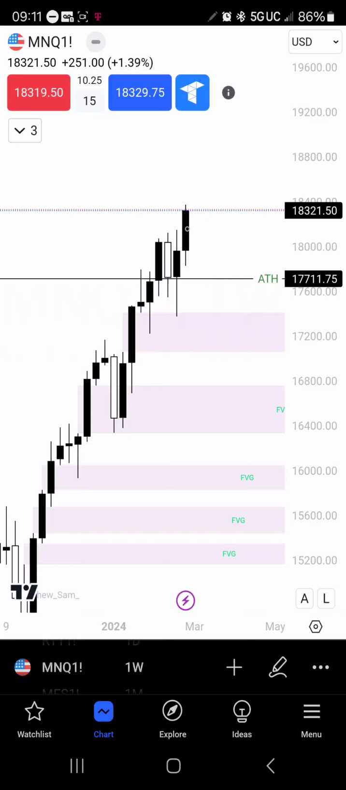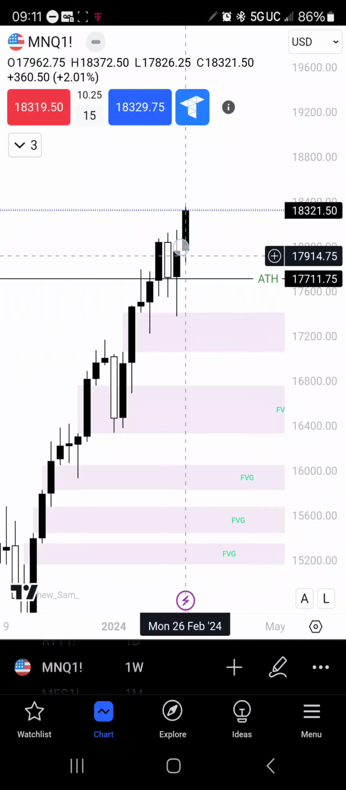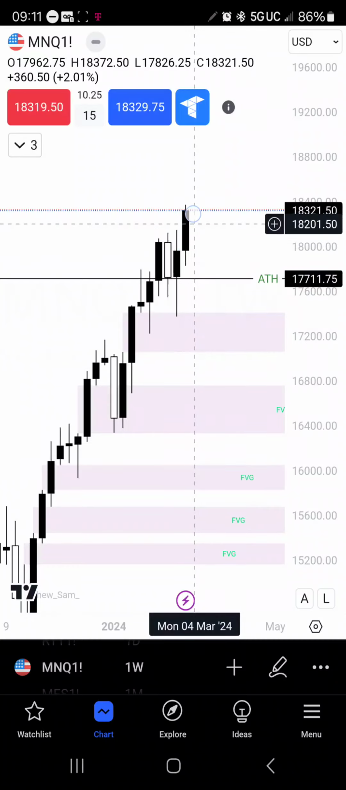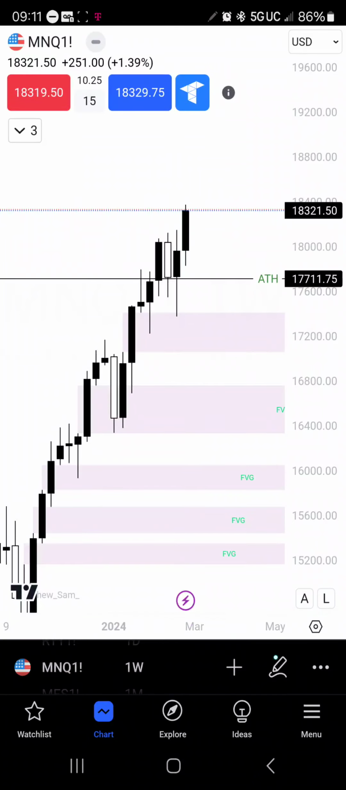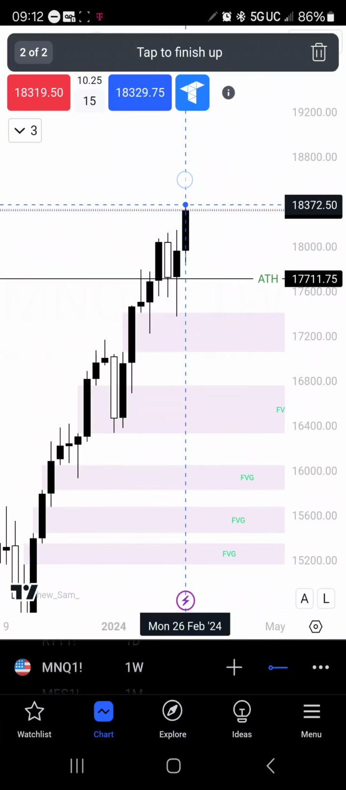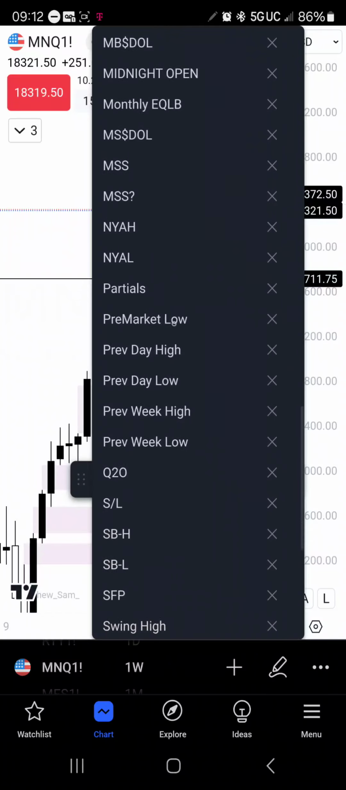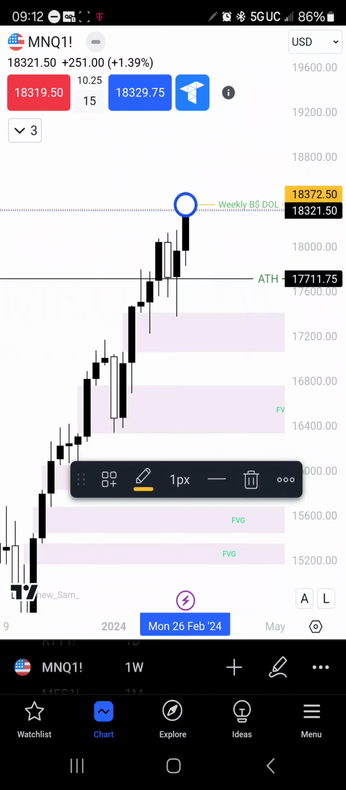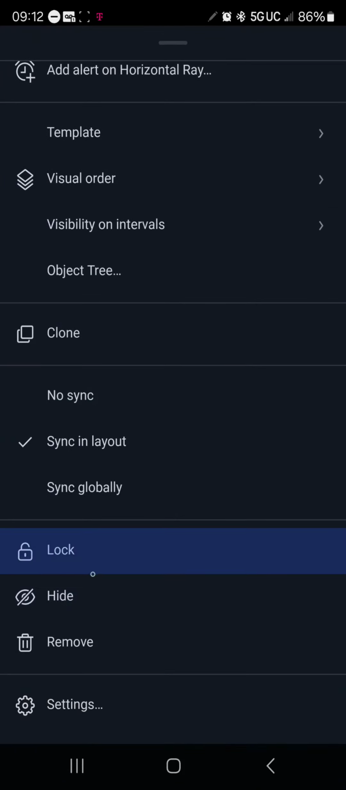Okay, so if we take a look at last week's candle right here, which was the week of Monday, February 26, 2024, we see that last week's candle closed above the prior week's high. All right, so first target for me is going to be last week's high. Okay. All right, so that is going to be my weekly buy side draw on liquidity.